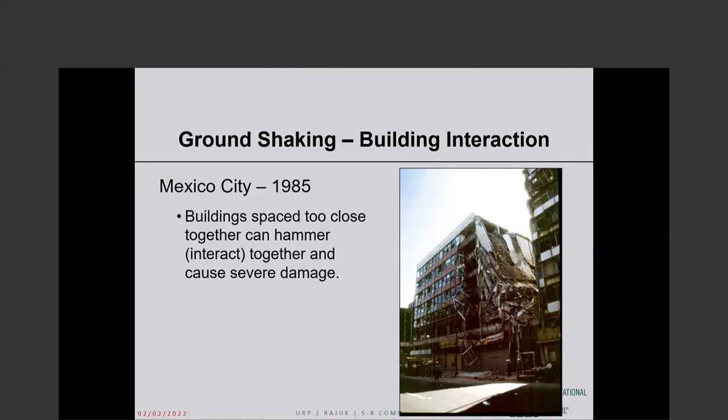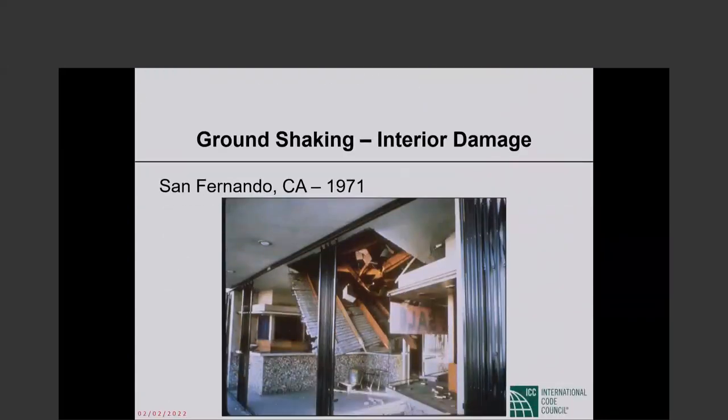Hammering can sometimes have not much consequence if the floors are aligned. If the floor of one building hits against the floors of neighboring buildings, then it should be a manageable situation. But if the heavy floors of a building hit against the mid heights of columns of neighboring buildings, or wherever along the length of the column, then partial failure is not at all uncommon. So buildings spaced too close together can hammer together and cause severe damage. I have seen way too many of these.